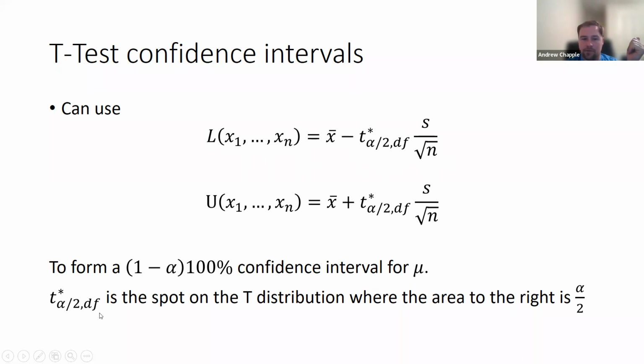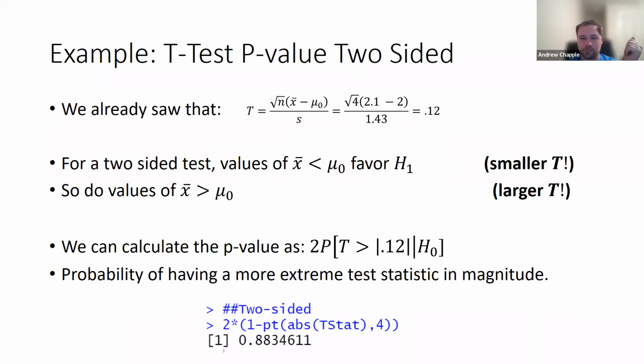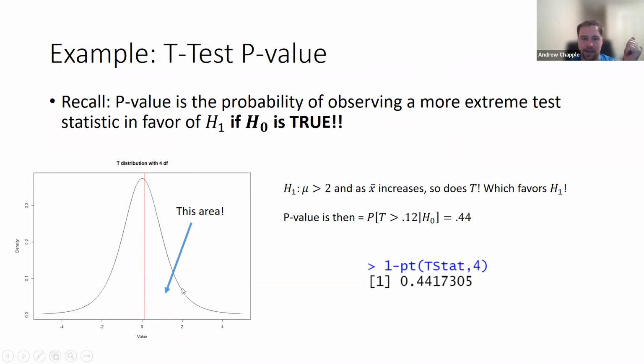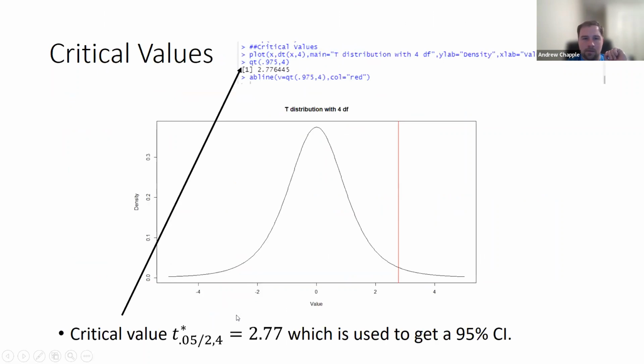T star alpha over 2 df. This is the spot on the t distribution where the area to the right of it is alpha over 2. So formally, right, I've got this value here. T star alpha over 2 would be the red line if I drew a red line, where the area over here, if I'm using 0.05, is 0.025. So we can look at this here. This is my density, and this is my critical value right here. So this critical value means to the right of this line right here, we end up getting a 0.025 area in this here. So that's my critical value, we call it.